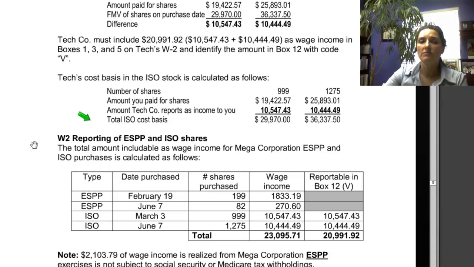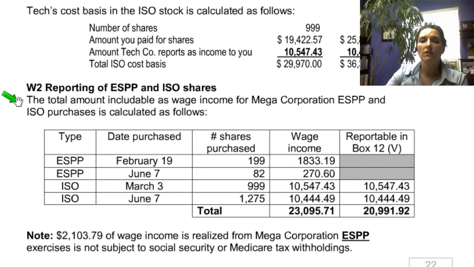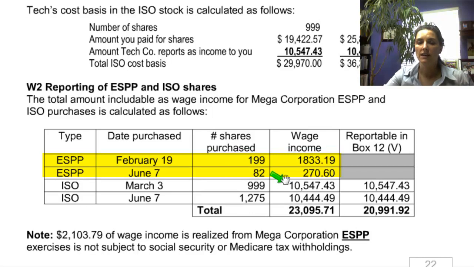So how are these items going to look on the W-2 of Tech employee? Well, the total amount included as wage income for mega corporation ESPP and ISO shares is calculated as follows. We look at the method or type of option, and we have two different exercises of ESPPs. We have the number of shares bought and the amount reported as wage income for each of those transactions. We then have the ISO transactions, and there were two ISO transactions, 999 shares and 1,275 shares, and the amount of wage income reported for each of those transactions. So we look at the total amount of wage income for all four of those transactions, and we get $23,095.71.